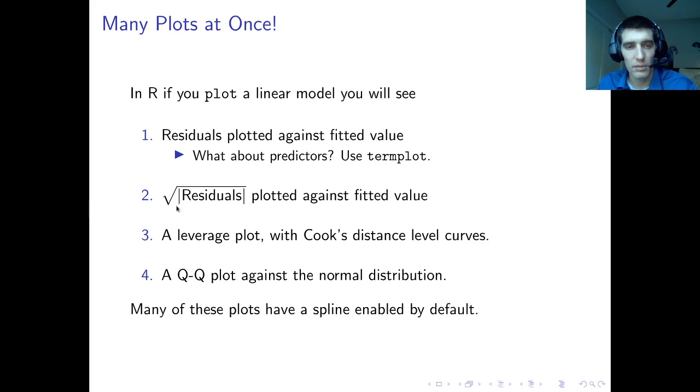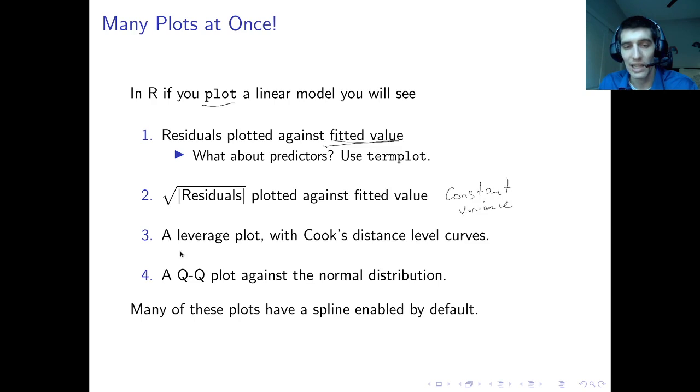All right. So there's a lot of plots. And instead of having to generate them all by hand, if you just plot a linear model object in R, so plot whatever is your output from lm, you actually see a lot of these plots all at once. You can plot the residuals against the fitted values. Plotting a linear model will generate a plot against the fitted value. It will plot the square root of the absolute value of the residuals. Again, this is for assessing constant variance.